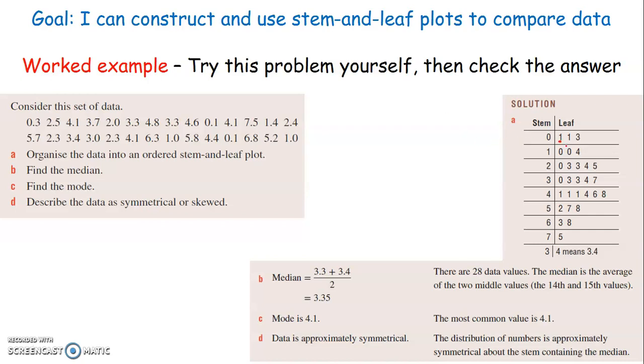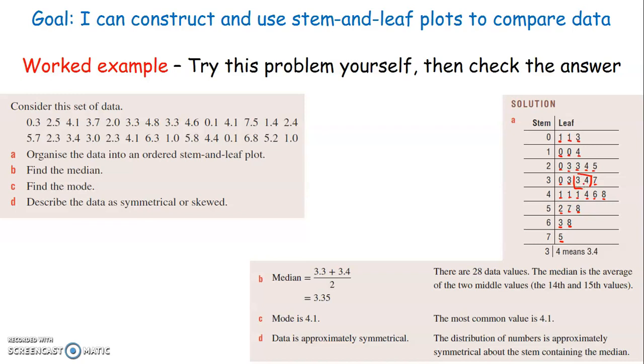Okay, so 0.1, 7.5, 0.1, 6.8, 0.3, 6.3, 1.0, 5.8, and so on, until we get to the middle. So let me do it quickly. When we get to the middle here, we can see that there are two middle numbers. So 3.3 and 3.4, okay?